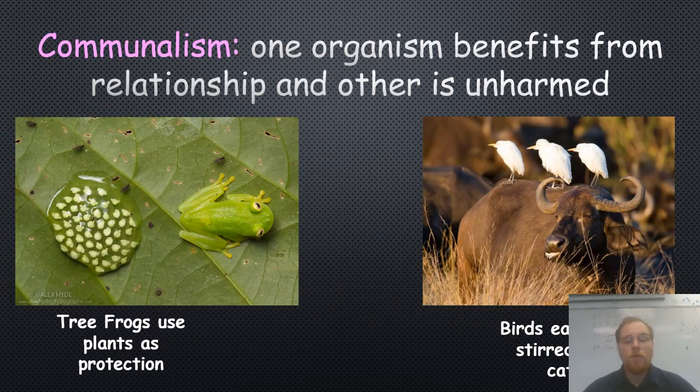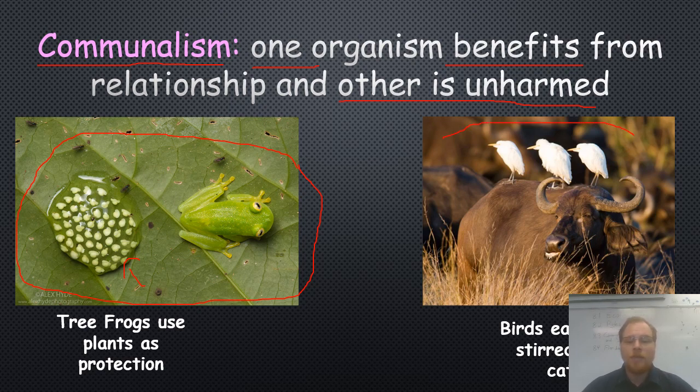Now, communalism is when only one organism benefits. Only one is benefiting from the relationship, but the other is basically unharmed, okay? A good example of communalism would be a tree frog in this plant. The tree frog is living on the plant, he's laying his eggs here, and he's using it as protection and camouflage, but the plant is really unharmed and he's not bothered by it at all.